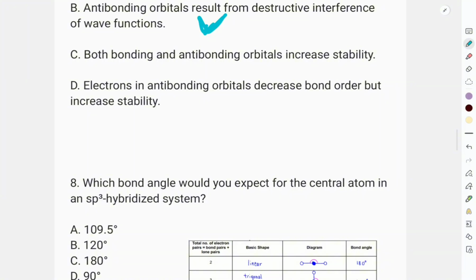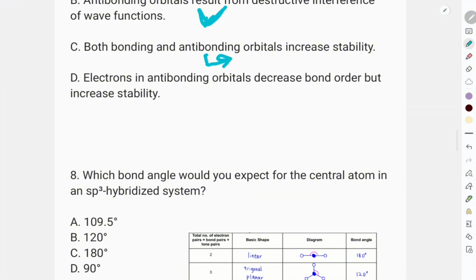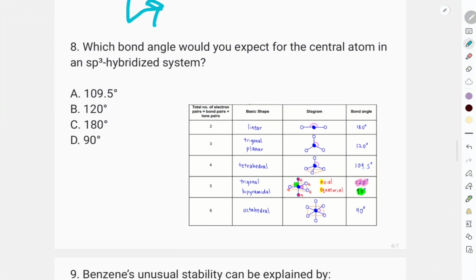Option C says both bonding and anti-bonding orbitals increase stability. This is incorrect because anti-bonding actually makes it more unstable. And D says electrons in anti-bonding orbitals decrease bond order but increase stability. So it is true that it decreases bond order, but this actually makes it more unstable. So that is incorrect. Okay.